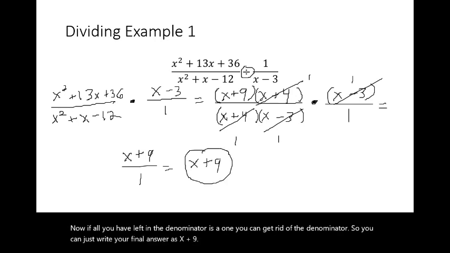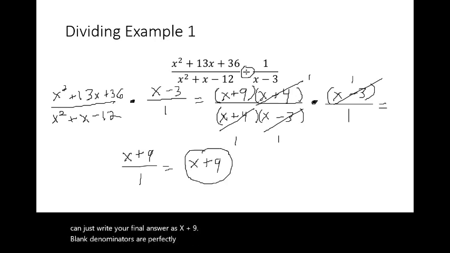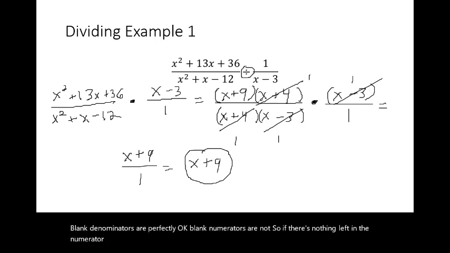Blank denominators are perfectly okay. Blank numerators are not. So if there's nothing left in the numerator, there's a 1. If there's just a 1 in the denominator, you can get rid of the denominator.